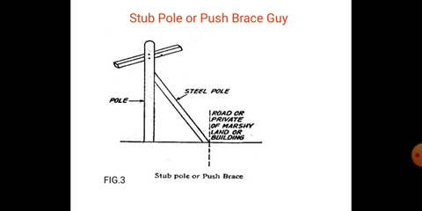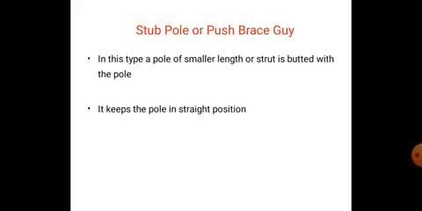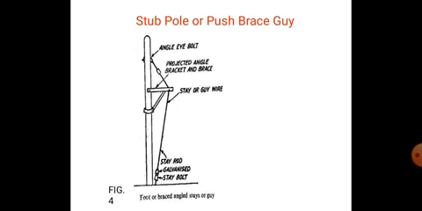Here there is no space, so we are using a steel pole, that is, a stub pole or push brace guy. In this type of pole, a smaller length of strut is butted with the pole. It keeps the pole in a straight position. So in place of a guy wire we are using a stub pole, or push brace guy.